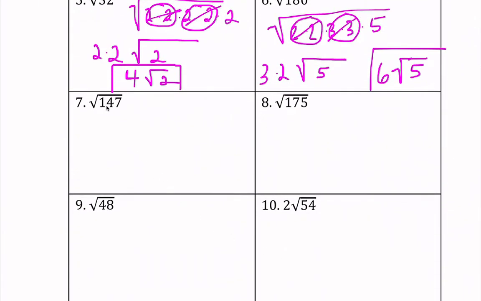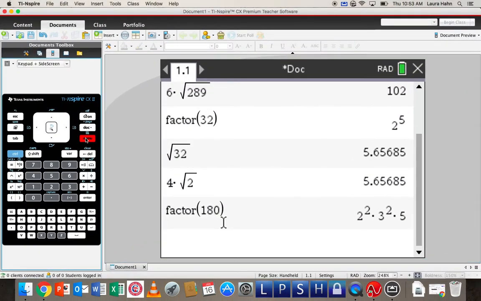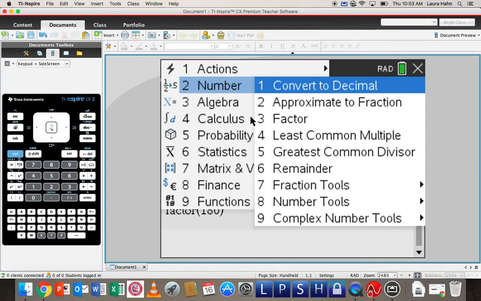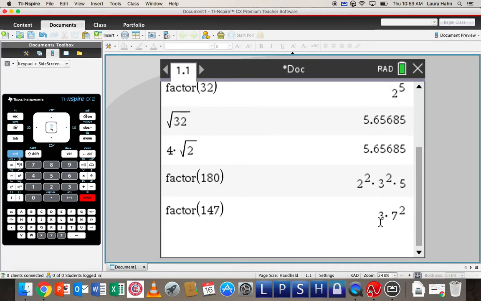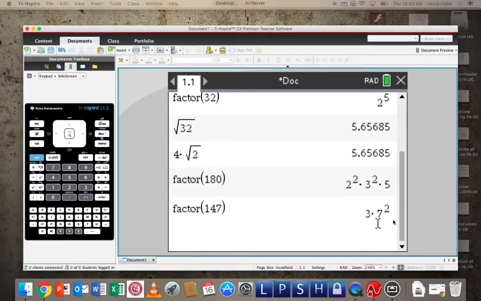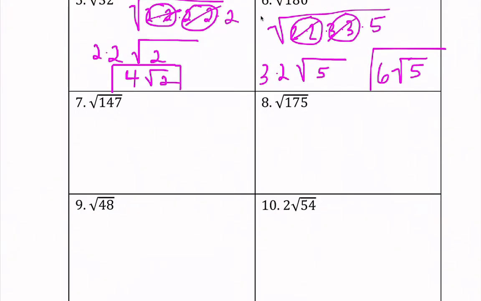All right, so let's go factor 147 so we can break it down. So menu, number, factor, and we're going to type in 147. So I know this means 3 times 7 times 7 because I want 2 7s. Three times 7 times 7. All right, let's see who can escape.